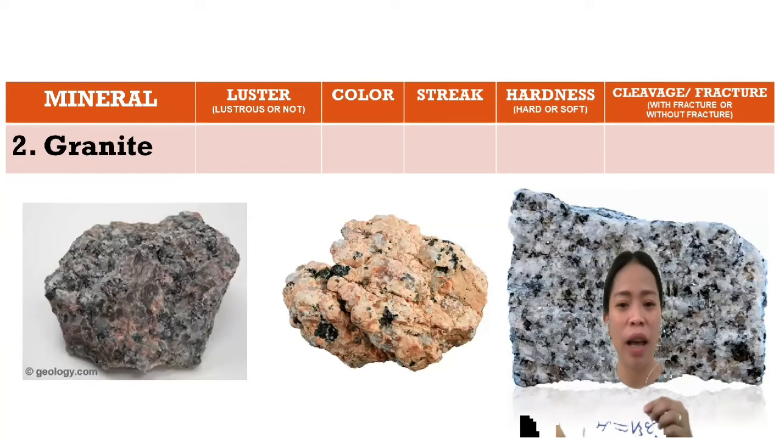The second one is granite. Granite, is it lustrous or not? Very good, not so. As to the color, it has different colors. Streak, we cannot tell, we do not have granite. If you have granite in your home, you can try it. How about hardness? Yes, it's hard. That's why it is used in construction. Cleavage, it also has cleavage or fracture.